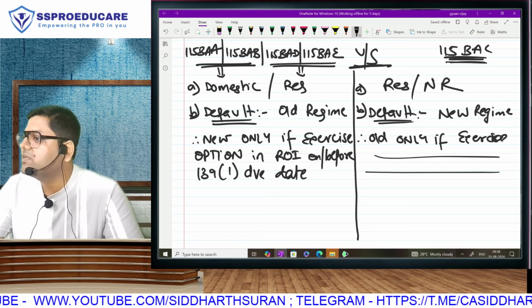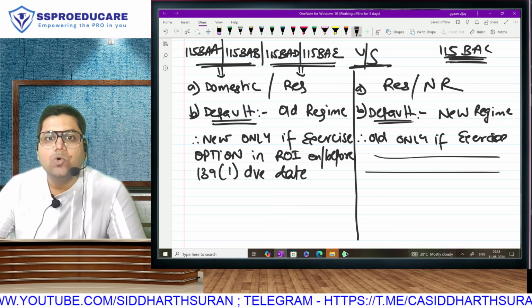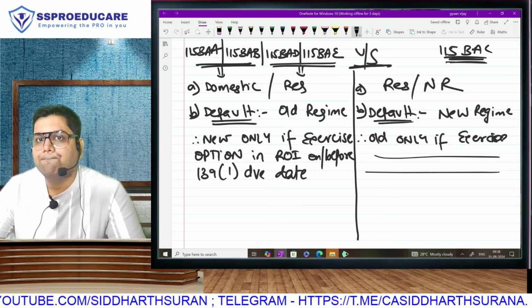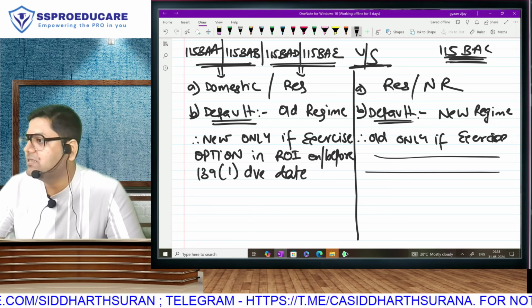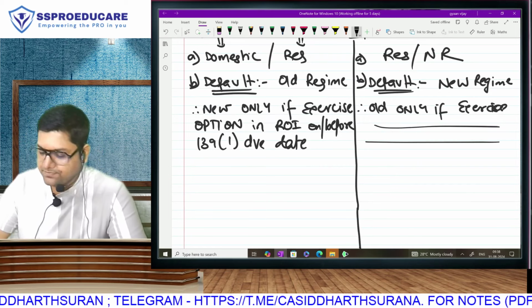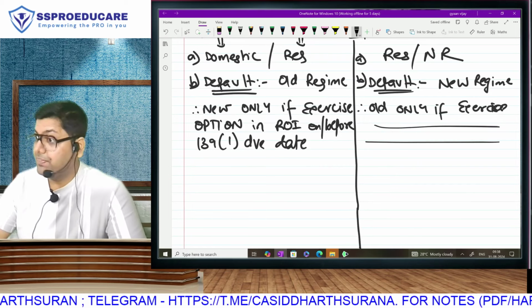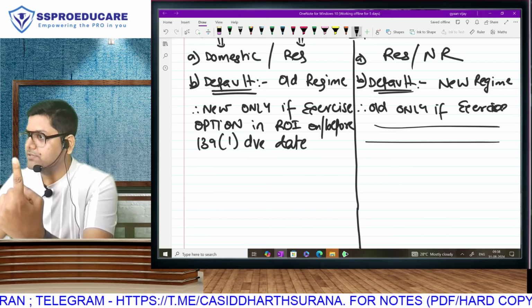So is the second difference understood? The difference exists only under 115BAC. First, resident and non-resident both are covered, and second, the default regime. And that was an amendment last year. So if I have to speak about last year's amendment, 115BAE was introduced.